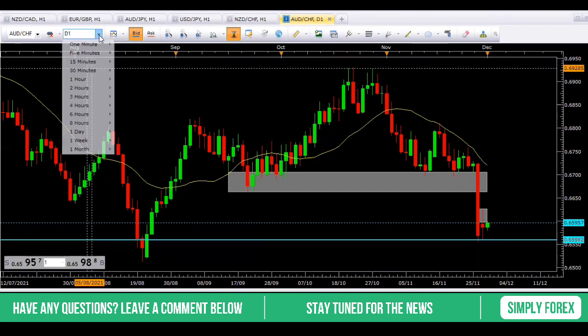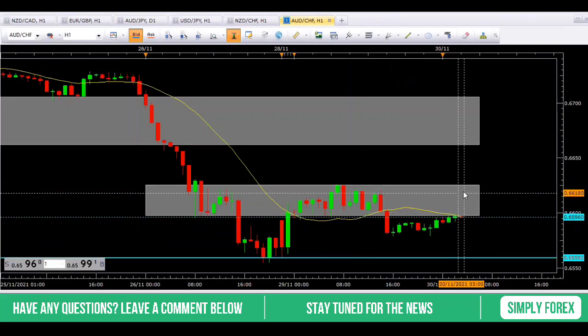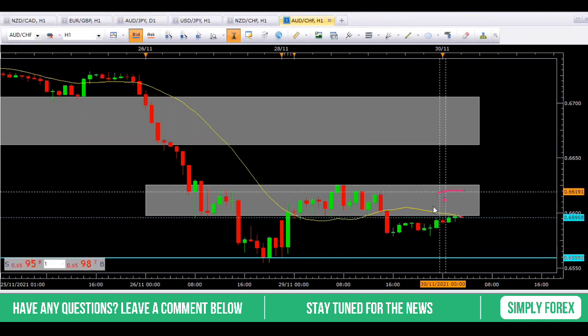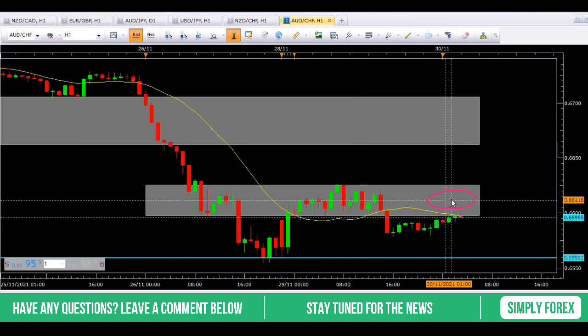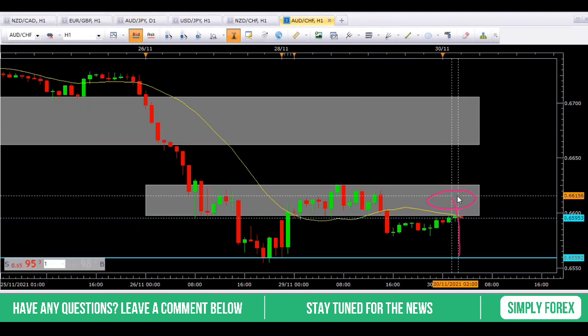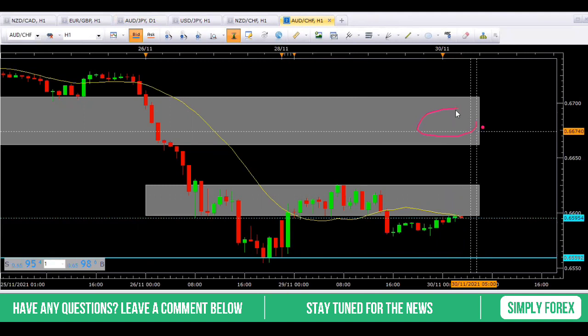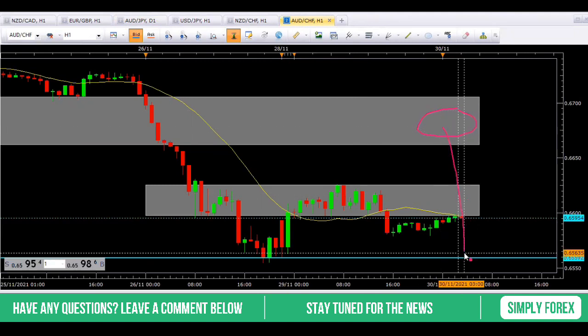All right, so H1 execution. Okay, so 2 grey zones again. First grey zone, a bearish candlestick pattern needs to form in this grey zone, and we can take price back down to the blue line. Okay, if this doesn't happen, then we're looking for a bearish candlestick pattern to form in the next grey zone, and again we'll take price back down to this blue line.